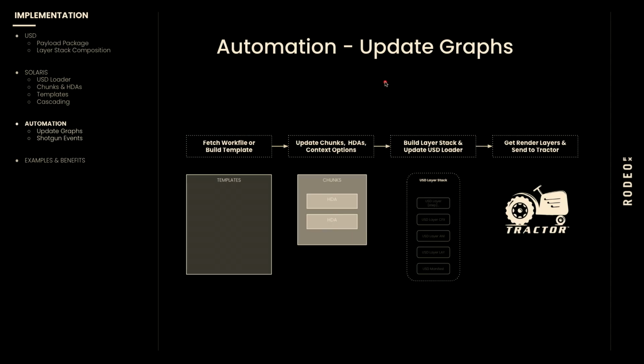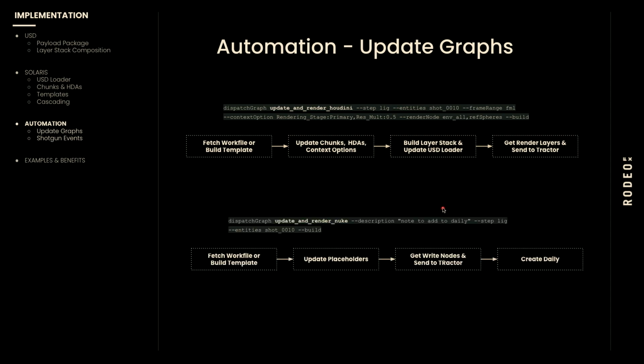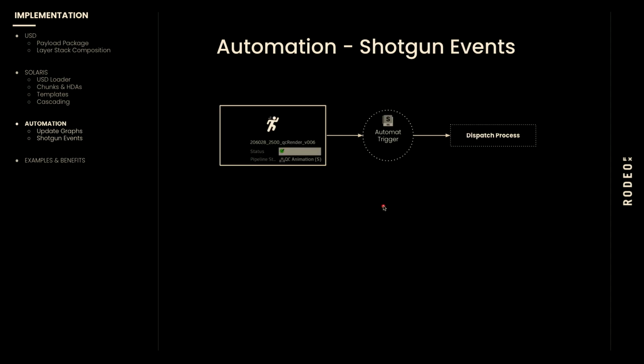We refer to this at Rodeo as updates graph, and essentially updates graph just goes through individual steps within the update process. So, getting the template, updating all the chunks and HDAs, rebuilding the layer stack, and then shipping it to Tractor. We've got these two graphs for both Nuke and Houdini, and we tie them together within the ROP network with Dispatch Nuke Rodeo, which ties these two automations together.